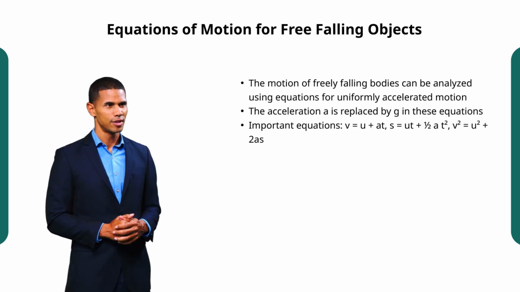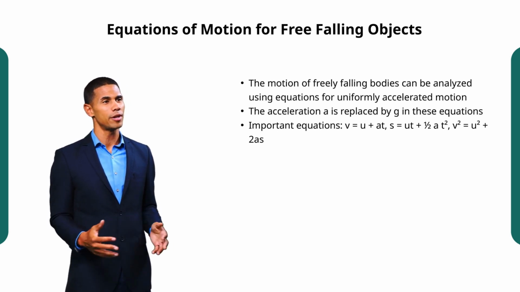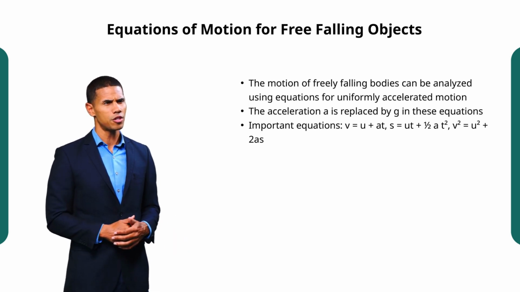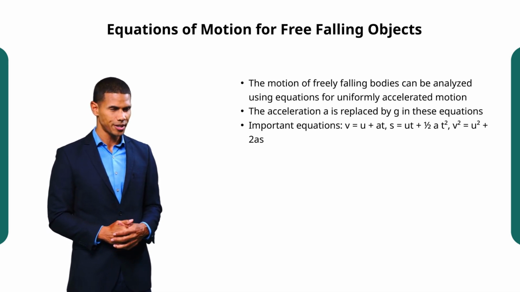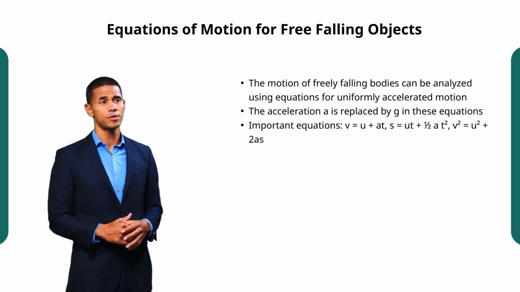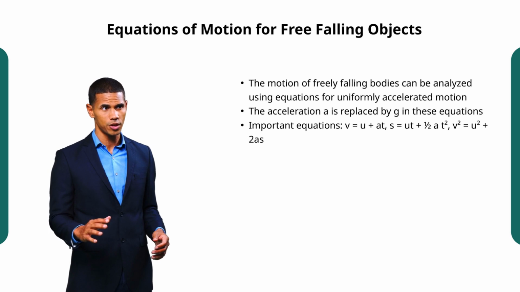Now that we know objects accelerate due to gravity, how do we calculate their speed or distance fallen? Here come the equations of uniformly accelerated motion, where our acceleration a becomes the acceleration due to gravity g. Take v equals u plus at. Here, u is the initial velocity. If an object is dropped, u is 0, but if thrown upwards or downwards, u will vary.